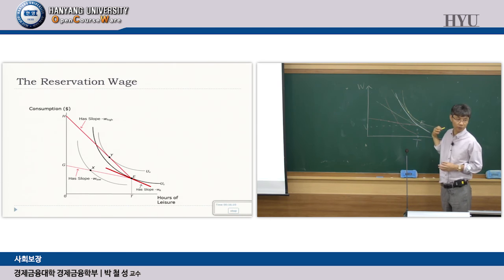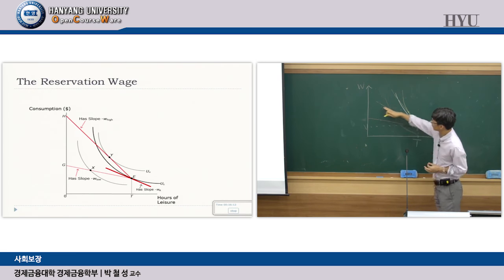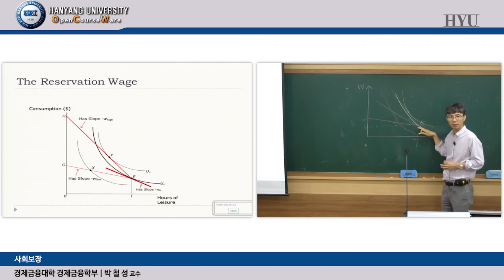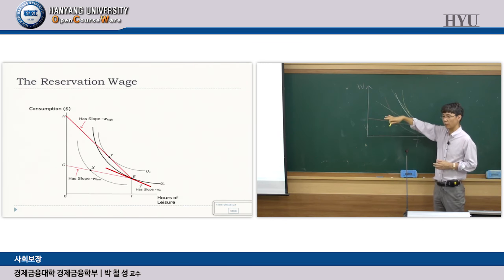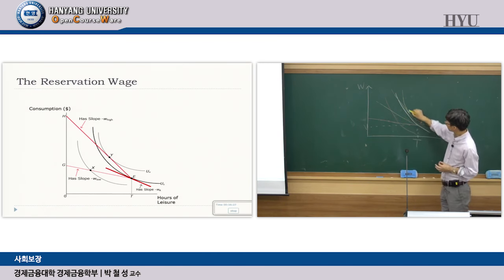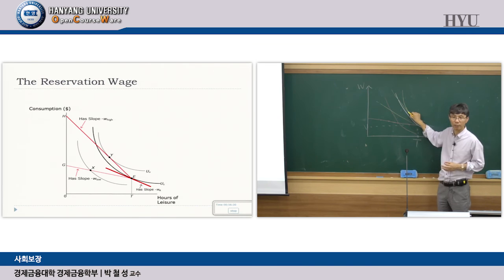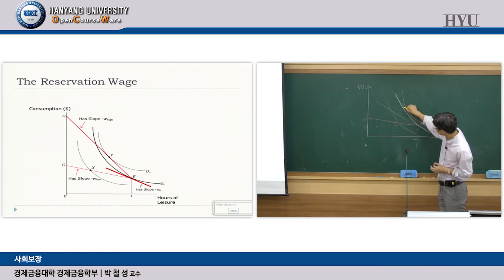Now if we think of the reservation wage, the slope of this line is lower than the reservation wage. That's why this person is not working: the wage offered is below the threshold. And this slope made that person work, which means the wage rate of this one is higher than the reservation wage. So the reservation wage for that particular person should be higher than this one and lower than that one.